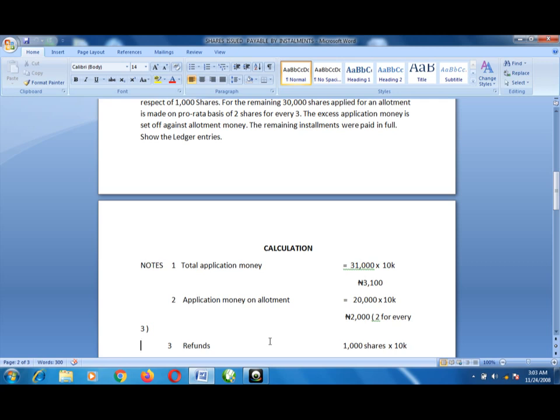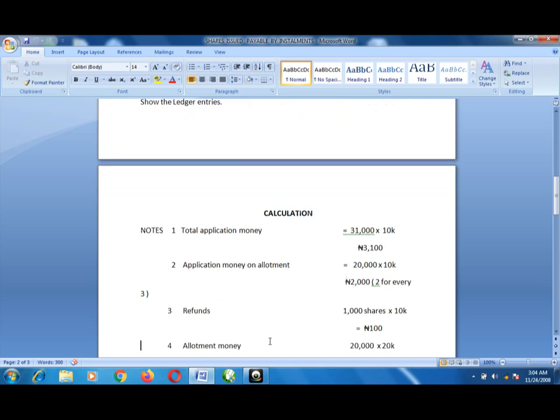Remember, we receive 31,000 units of shares, and what is available is 20,000 units of ordinary shares. We apply pro rata, that is 2 for 3. That's how we arrive at the 20,000 units of shares.